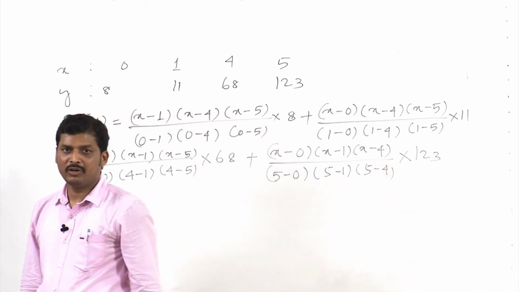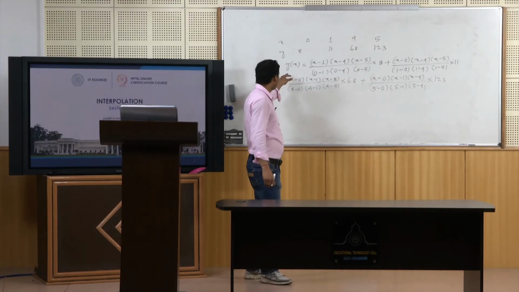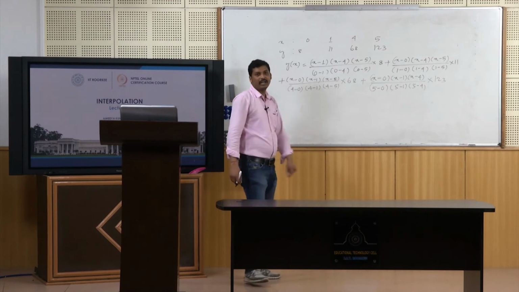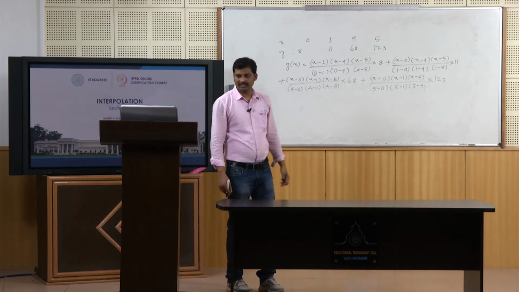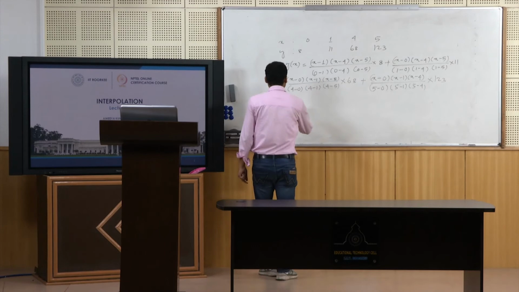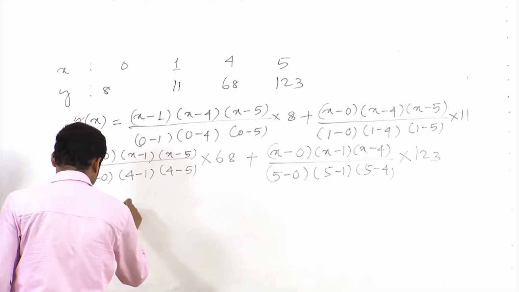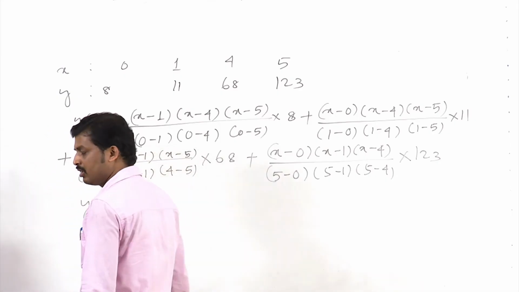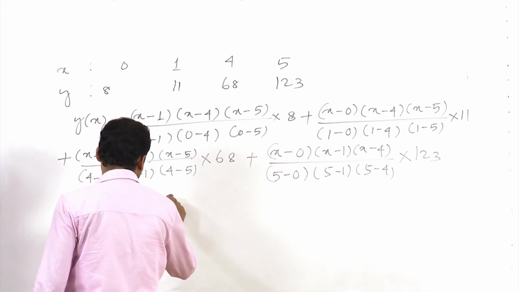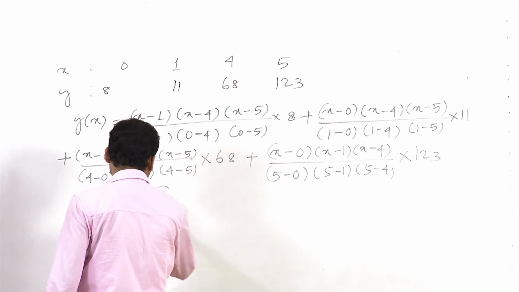Since we want to evaluate this y(x) or p(x) value at exactly x equals 2 here, we can put here y(2), and this total value we can obtain as 18 here.